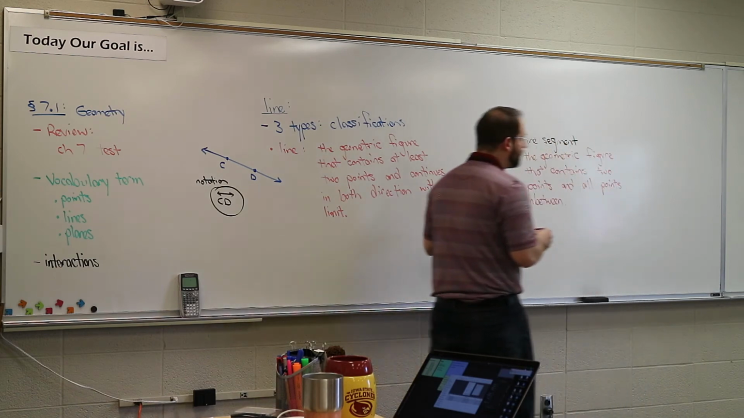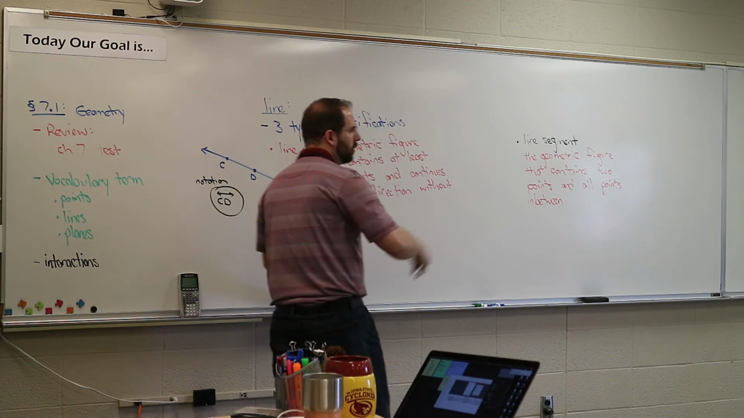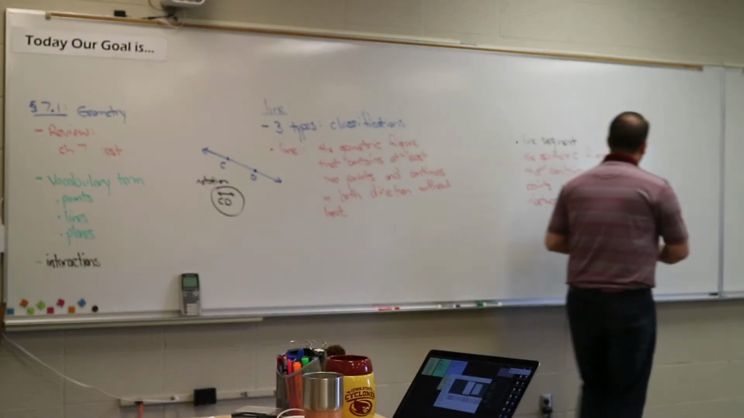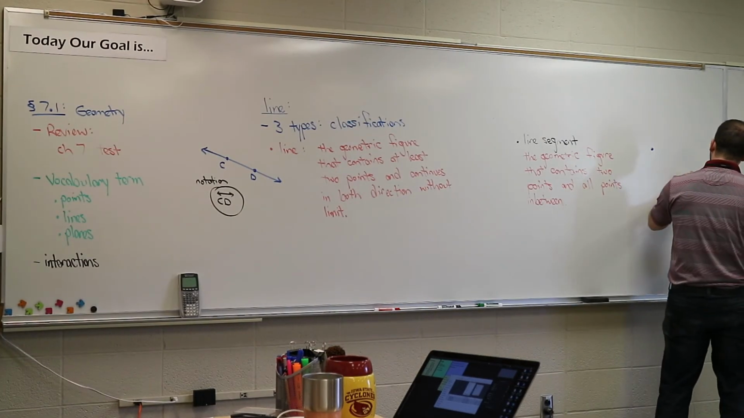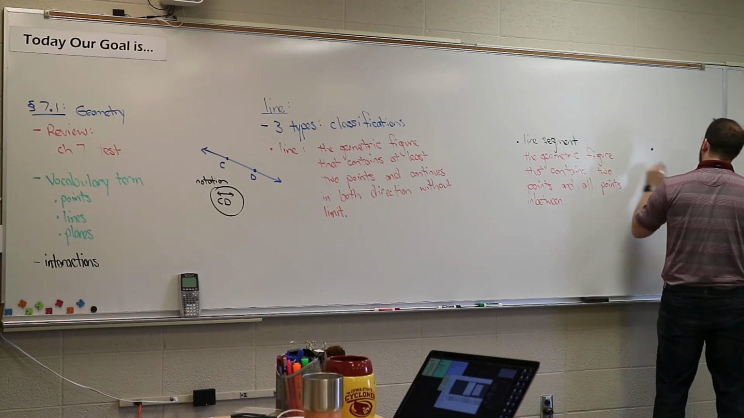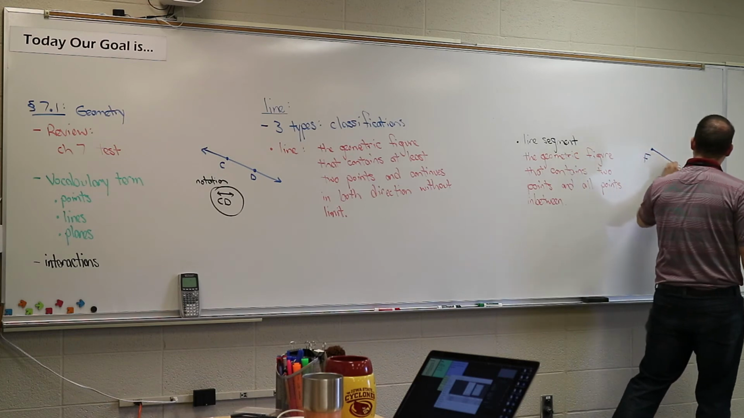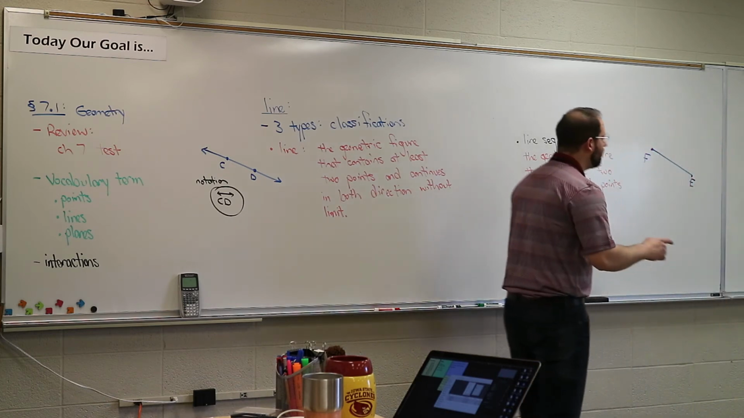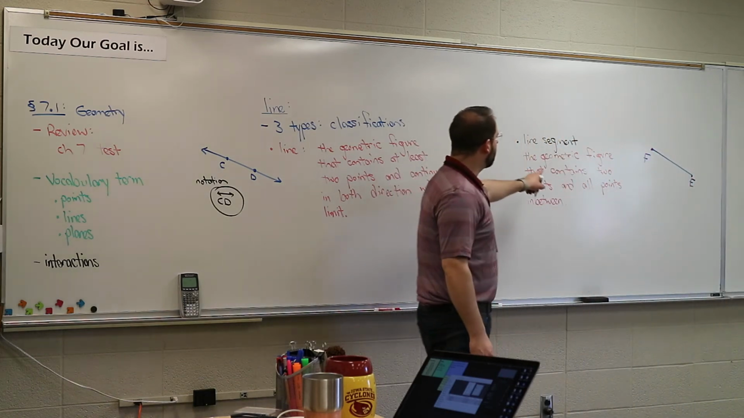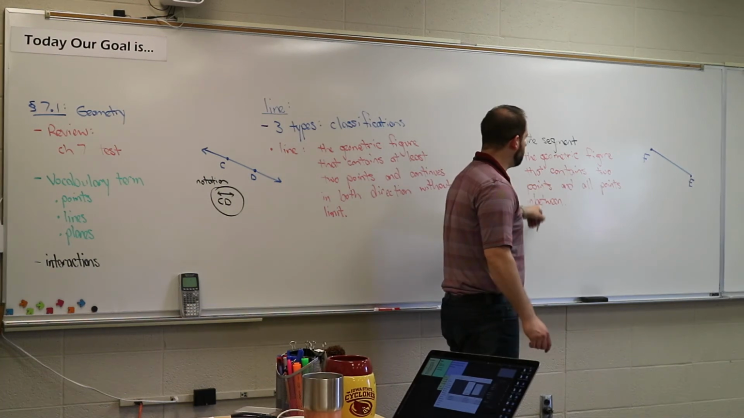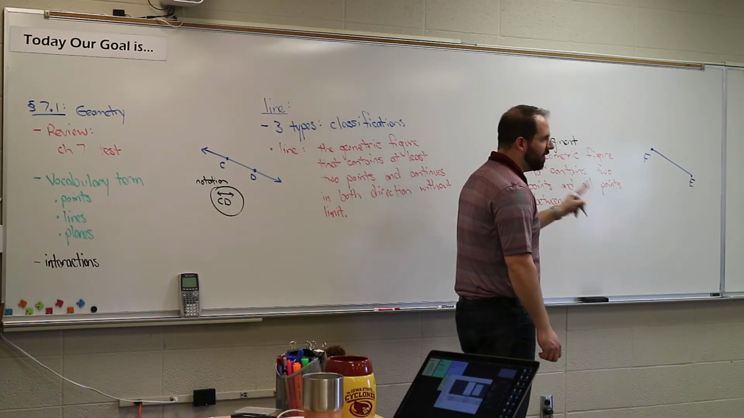So, 2 points. Now I've already used A and B and C and D, so let's go to E and F now. So, I have E and F on the board. Here's E, here's F. No particular order. And I'm going to draw the stick that connects them. But I'm not going to put arrows on it. Like, it definitely starts and stops. The figure contains those 2 points and all the points in between them, but nothing else. That is a line segment.